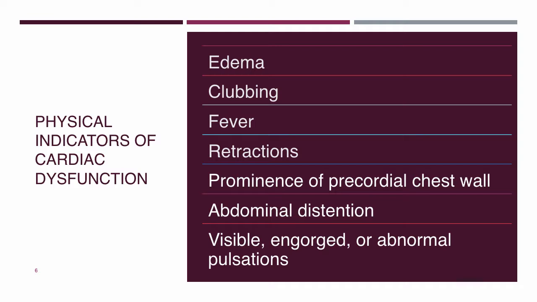You may see visual, engorged, or abnormal pulsations in the carotid veins and arteries. You may see engorged vessels in the neck, or may see those pulsations, like I said, in the chest wall, or you may actually see the pulsation of their carotid arteries.